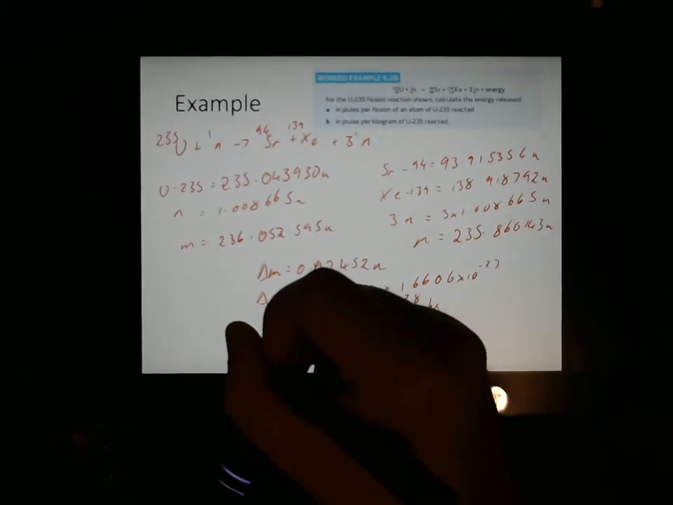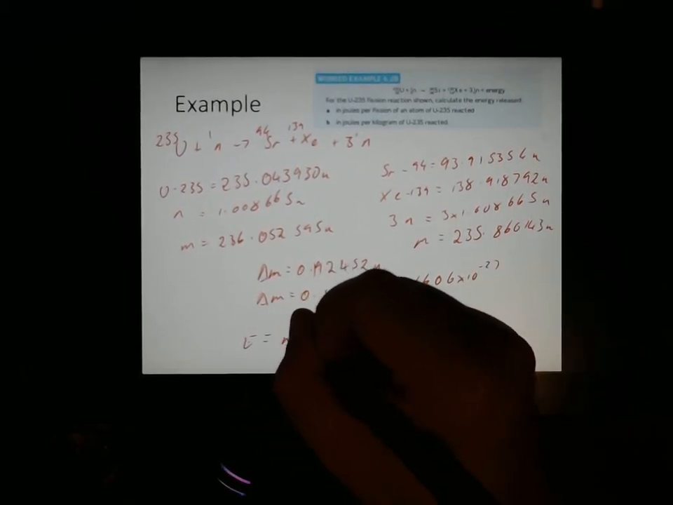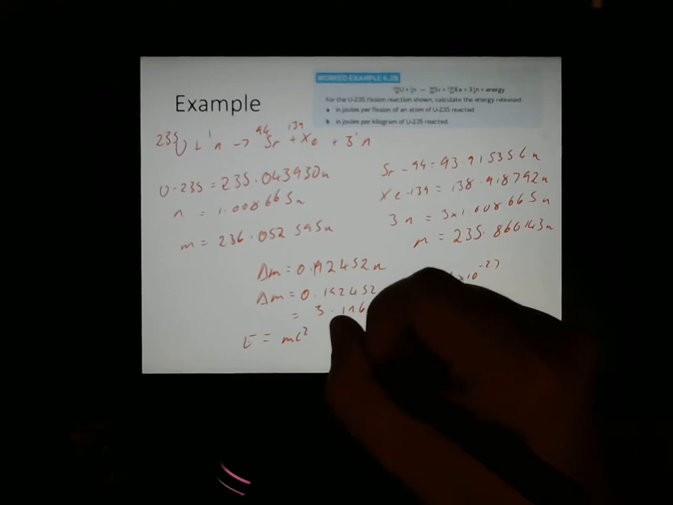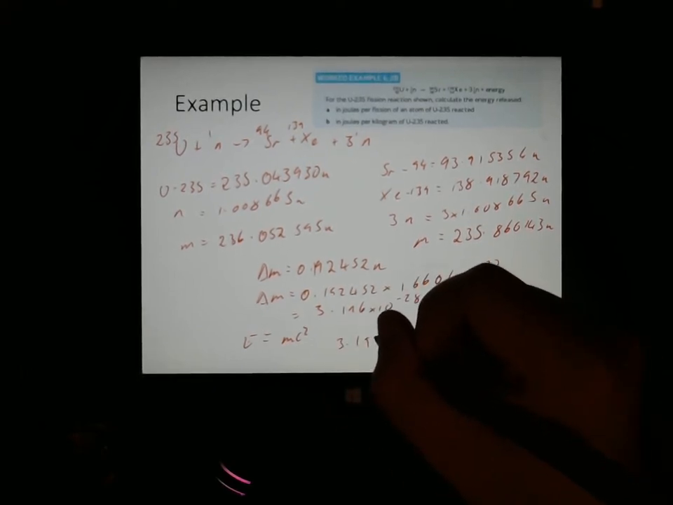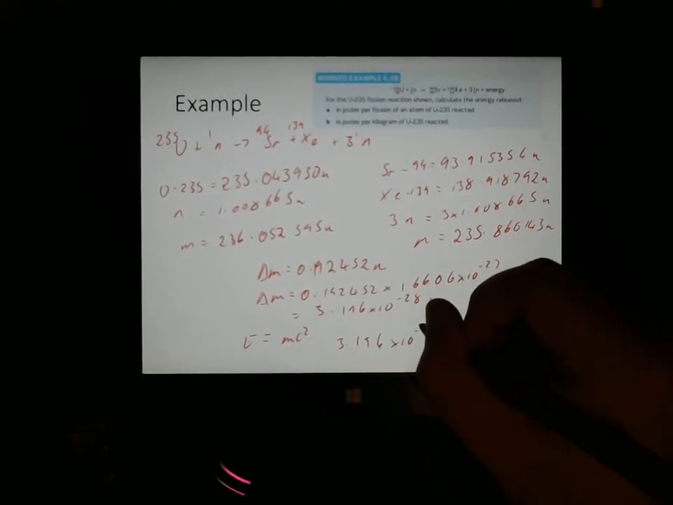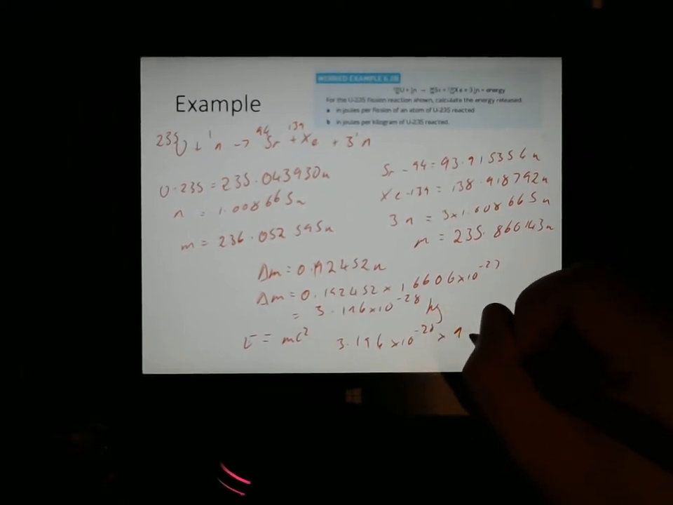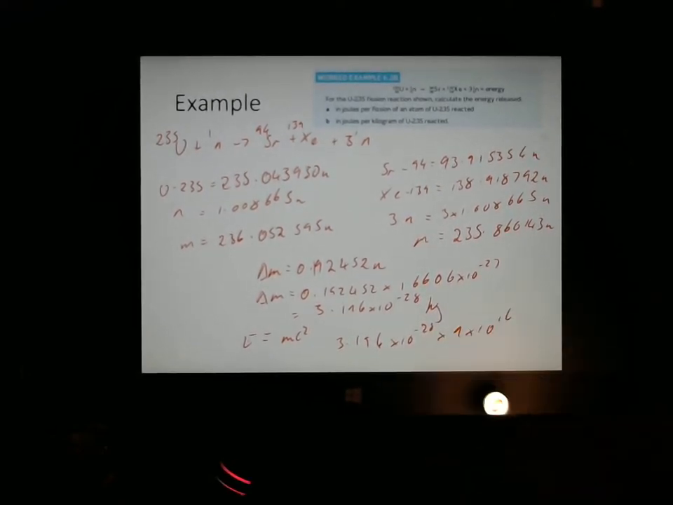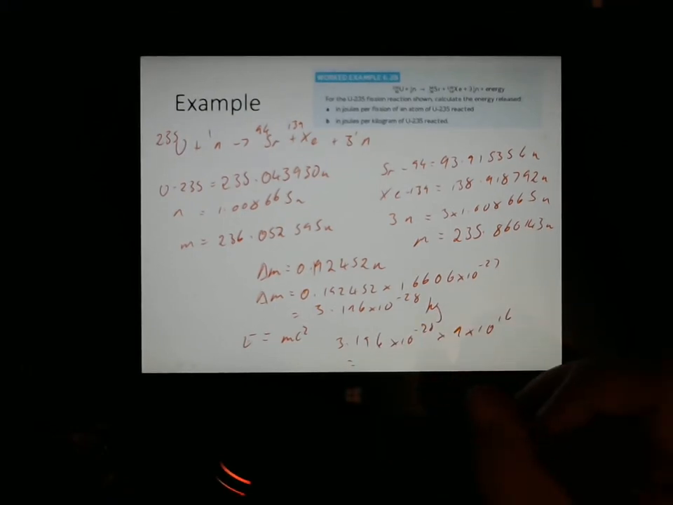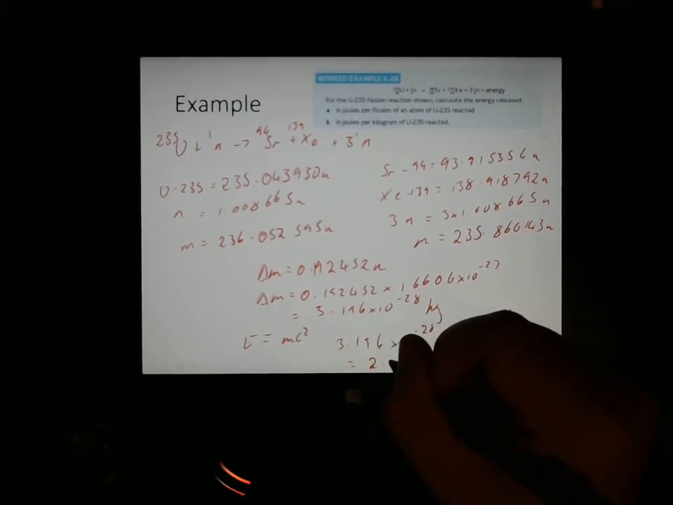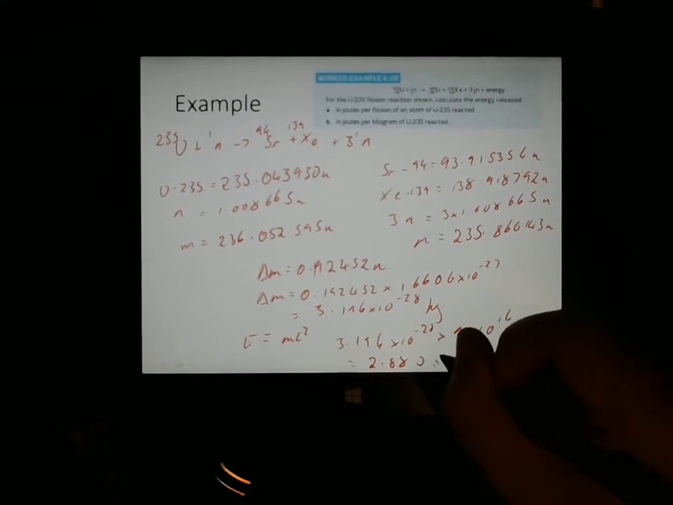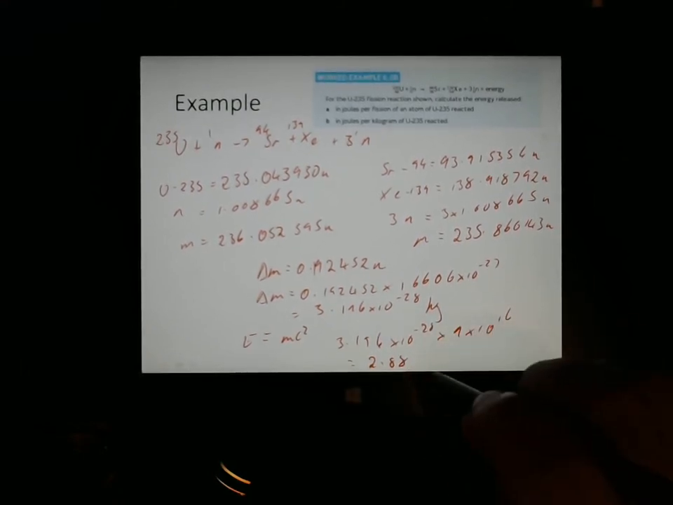We're at the end, E equals mc squared, so 3.196 times 10 to the negative 28 times 9 times 10 to the 16, that's the c squared, gives us a final value of 2.88 times 10 to the negative 11 joules.